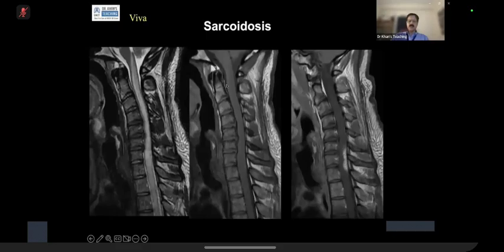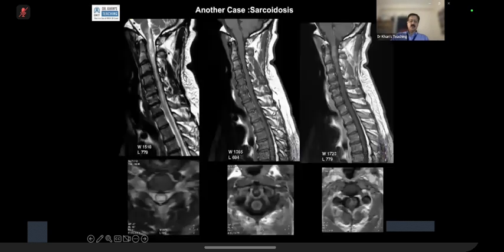Look at this one. You see this? This is it, and this is enhancing. And look at this one. There is nothing here, and this is enhancing. So it is intradural. It is also an intramedullary lesion. So this is another case of sarcoidosis.